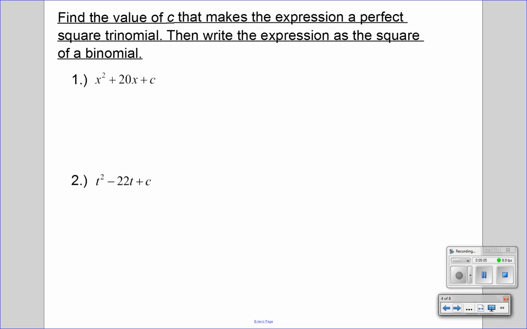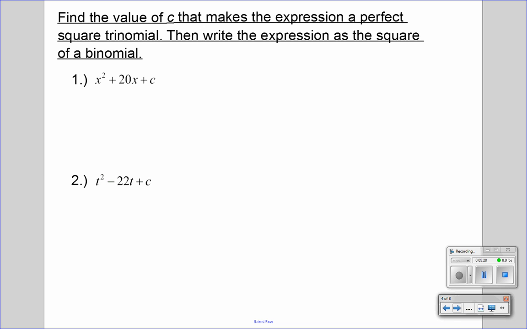All right, now we're going to actually complete the square. That means we're rewriting a trinomial to make it into a perfect square trinomial. It says find the value of c that makes the expression a perfect square trinomial, then write the expression as the square of a binomial. This is kind of what we've been doing before, but now we have to figure out what c is.